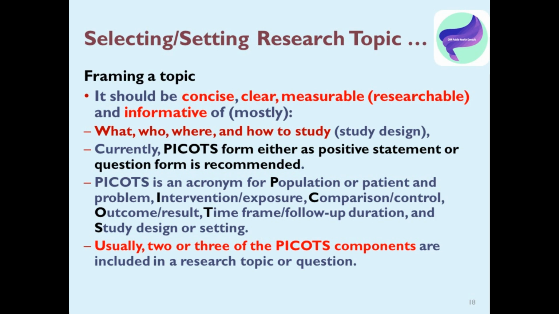P is for population or patient and problem. I is for intervention or exposure. C is for comparison or control. O is for outcome or result. T is for time frame or follow-up duration required for the study. S is for study design or study setting. Usually, 2 or 3 of the PCOTS components are included in a research topic or question.